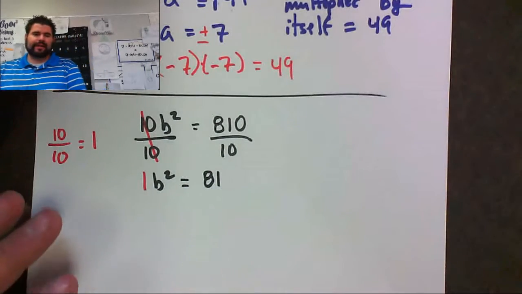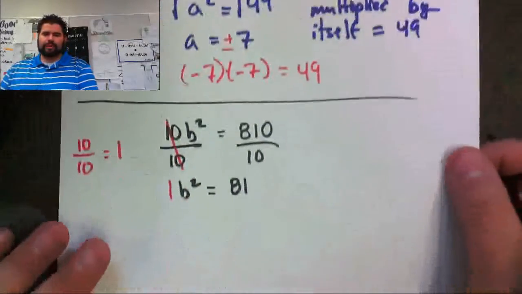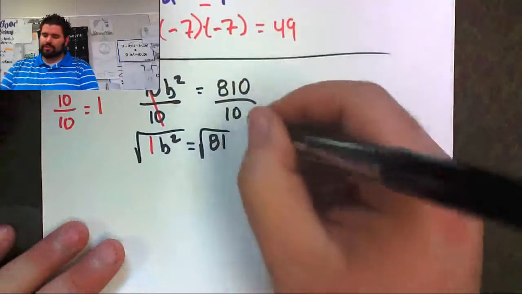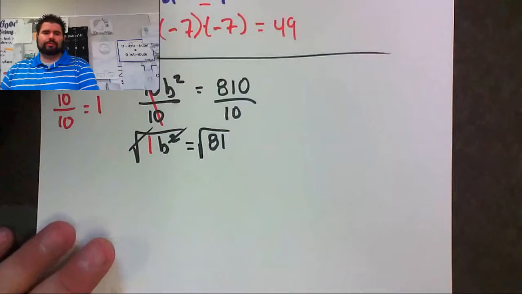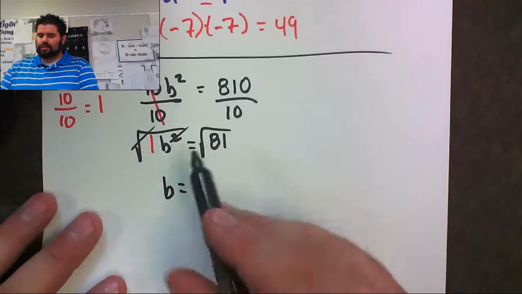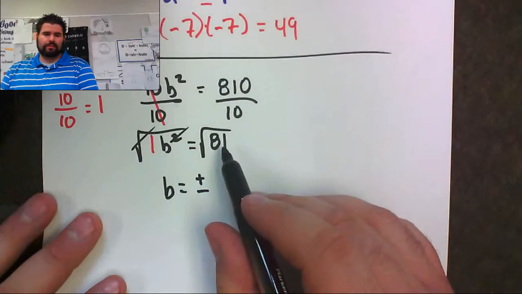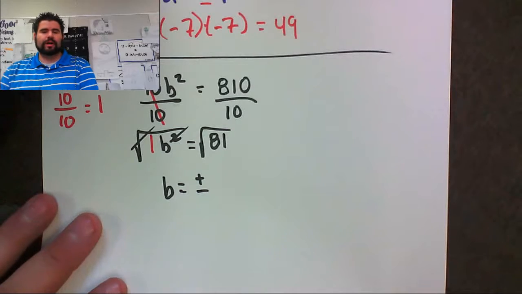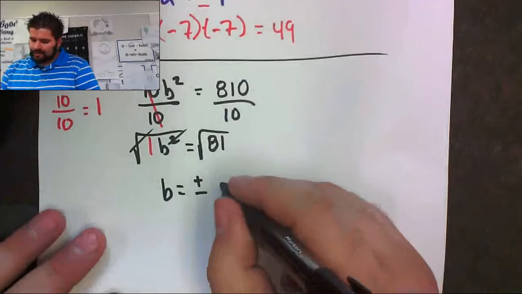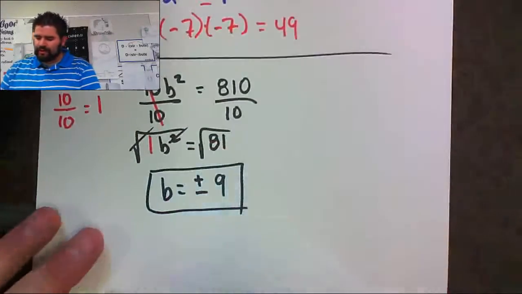That's really nice, because now, from the top example, all we had to do was square root. Well, now I'm at that exact point where I just square root both sides. Those two terms cancel each other out. b is equal to, don't forget, plus or minus the square root of 81, which is a perfect square, and the square root of 81 is 9. So that is my answer right there.